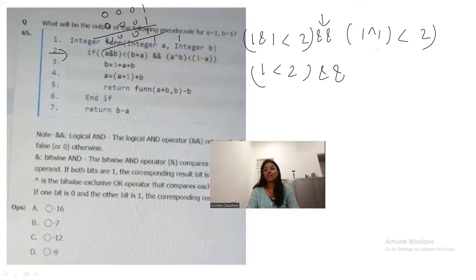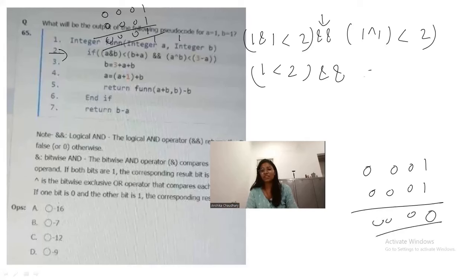1 XOR 1. So if we take the XOR operation of this, what will we get? We will get 0, 0, 0, 1, 0, 0, 0, 1. And in XOR operation, how does it work? If both the values are the same, then in that case it will return us 0. So here both values are the same, so 0, 0, 0, 0. So it will return us 0, is less than 2. So let's check for the condition. 1 is less than 2, so this will give us 1, that means true. 0 is less than 2, so this will again give us true. So true and true will become true only.